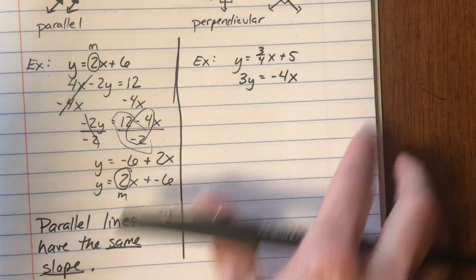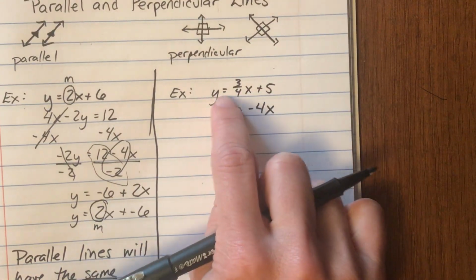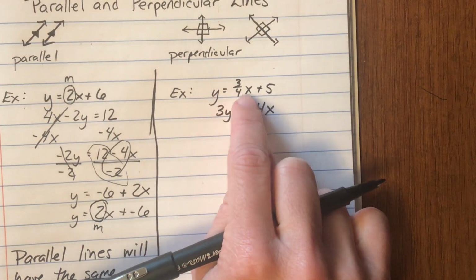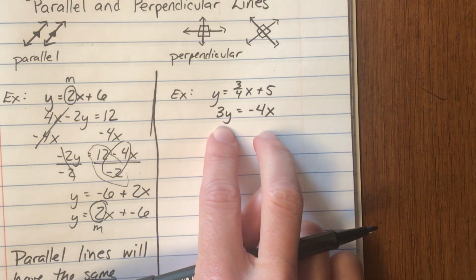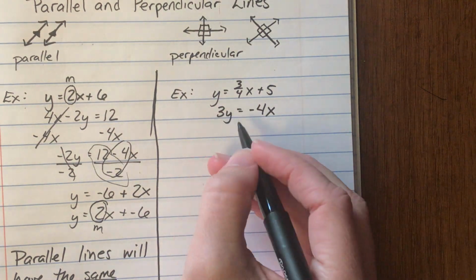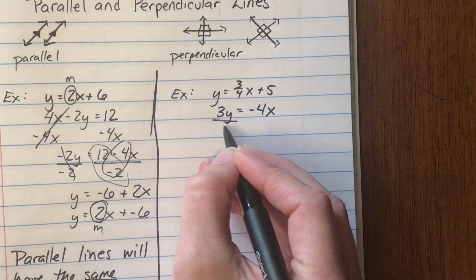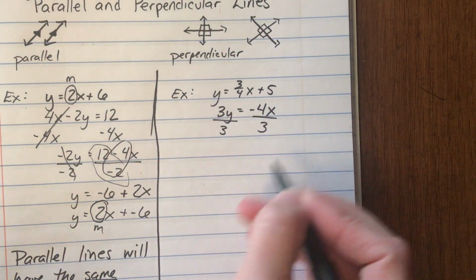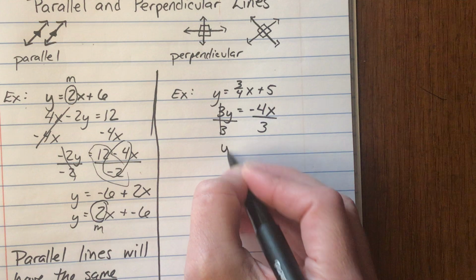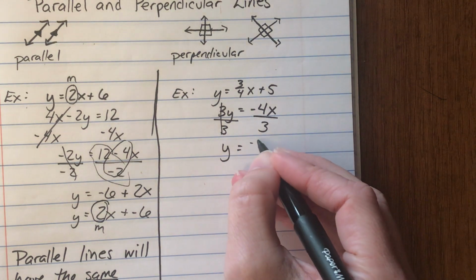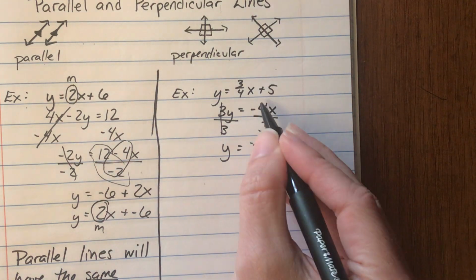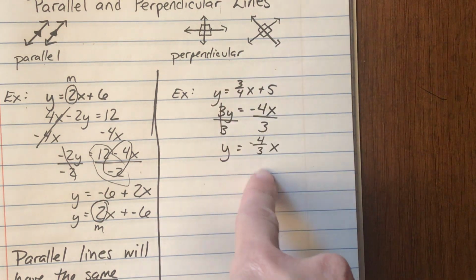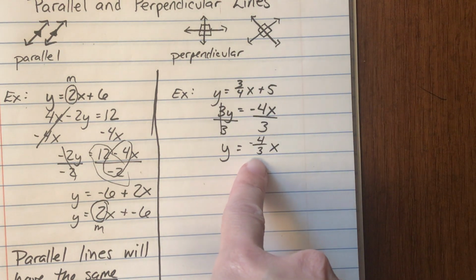So let's look at these two equations. Now, the first one's already solved for y: y is equal to 3/4 x plus 5. That's y is equal to mx plus b. This one is not solved yet, and so I'm going to go ahead and solve it for y. This is pretty easy because all I have to do is divide by 3 on each side. And so the 3's cancel. I'm left with y is equal to, and for this one, I get -4/3x, right? -4 will not divide evenly by 3, and so I just have to write it as a fraction.